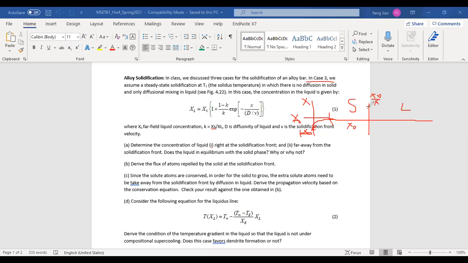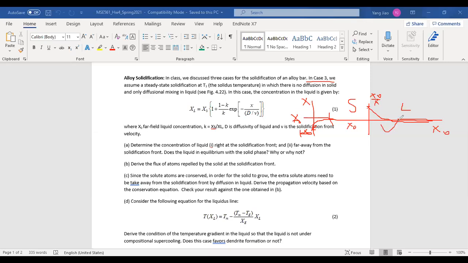And we assume there's diffusional mixing in the liquid. This means that this extra amount of solute won't be uniformly distributed in the liquid. It's only going to be taken away by diffusion. So far away from the solidification front, the liquid is going to have the same composition X naught as you started with, which is the initial composition of the system. But immediately near the solidification front, you're going to have X naught over K as your liquid composition, and then this composition slowly decays to the far field value X naught. This is going to be the composition profile in our system, right?